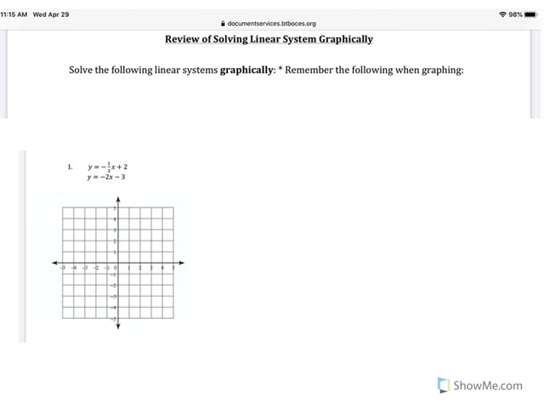So, starting with graphing, a few things that we have to remember. When we're solving linear systems graphically, the solution that we're looking for is where the two lines intersect. Now, when graphing, we have to remember that in order to graph these linear equations, we need to get them in the form y equals mx plus b. So if y is not alone in this form, we need to isolate y and algebraically get y alone.